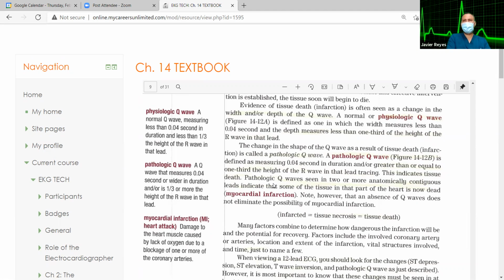So how do you measure it? Well, you count the little squares, but vertically instead of sideways, you count them up. If the R wave is, let's say, 5 little squares up, and the Q wave is 3 squares up, that's more than 30%. That's more than 1/3 of the R wave, so that would be a pathologic Q wave. So if there's a pathologic Q wave, that means what happened already? The tissue is dead.